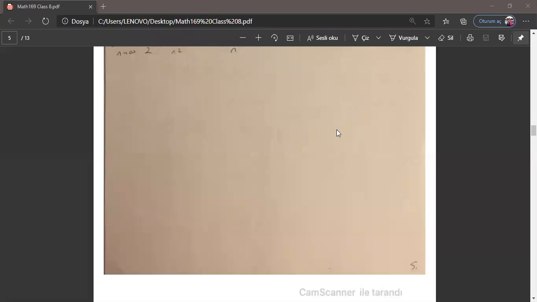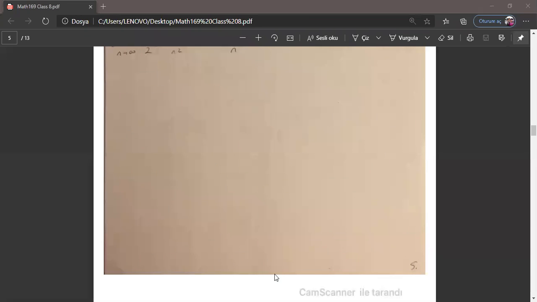Hi everyone, this is the 8th class. So we will talk about the Riemann integral. Okay, first I want to explain a little bit what that represents.